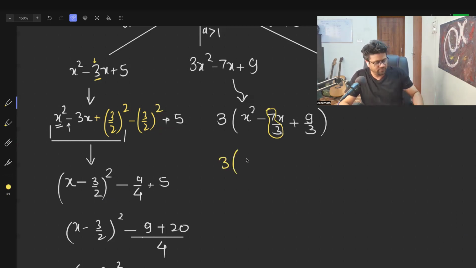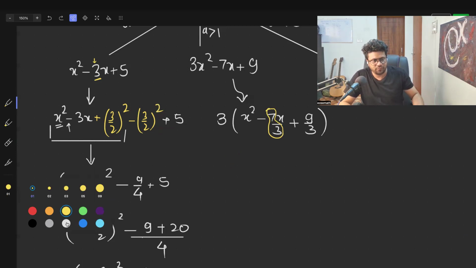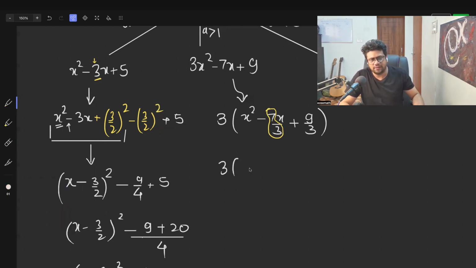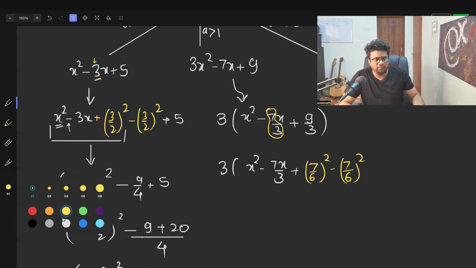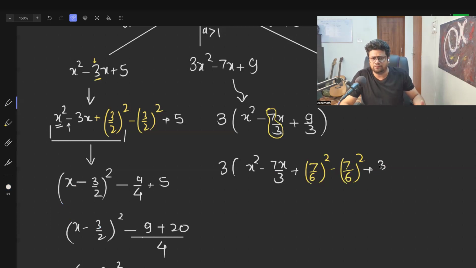3 in brackets, x squared minus 7x by 3 plus (7 by 6) squared minus (7 by 6) squared, and plus 3, since 9 by 3 is 3. Let's use a different color for this one. I'm writing these two terms in a different color so that you remember that these are the terms that you introduced into the quadratic.